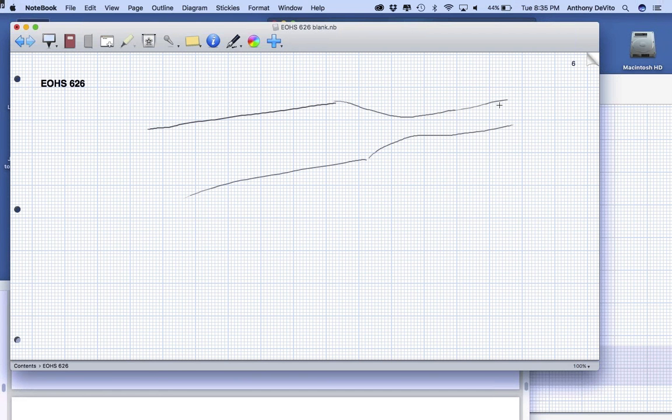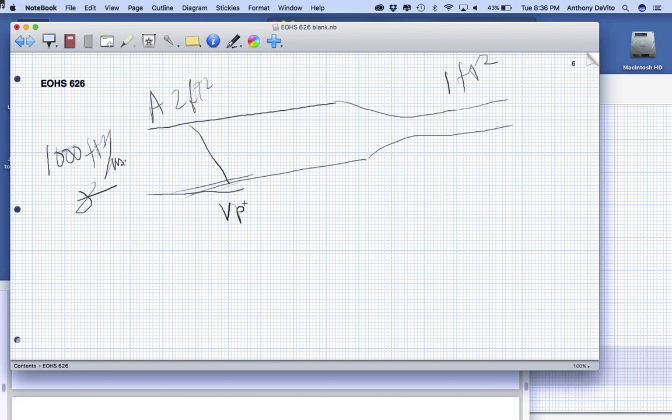Just one quick example here. Okay, this area over here is 2 square feet. This area here is one square foot, right? And the volume of air that's going through here is 1,000 cubic feet per minute. And let's calculate my velocity pressure here and my velocity pressure here.